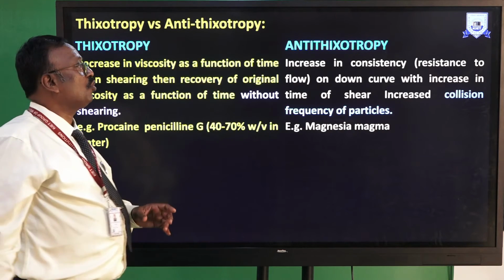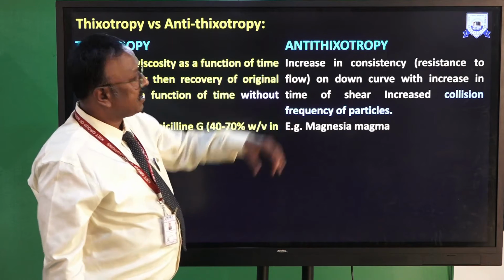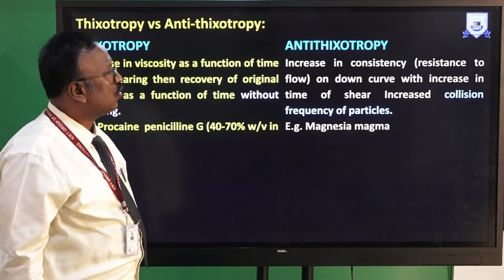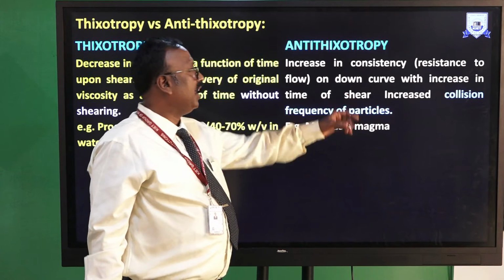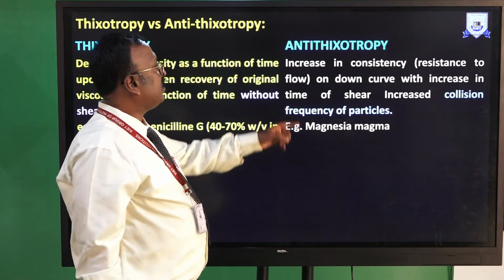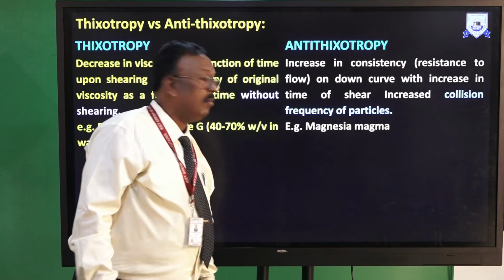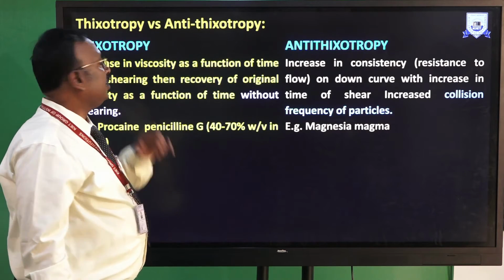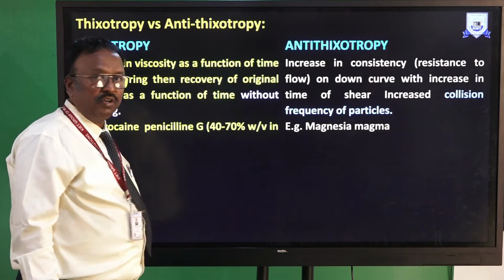Whereas in anti-thixotropy, there is an increase in the consistency, resistance to flow on the down curve with increase in time of shear, and increased collision frequency of particles. An example is magnesia magma. This is the difference between thixotropy and anti-thixotropy.